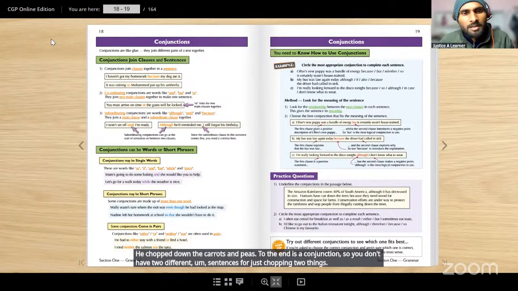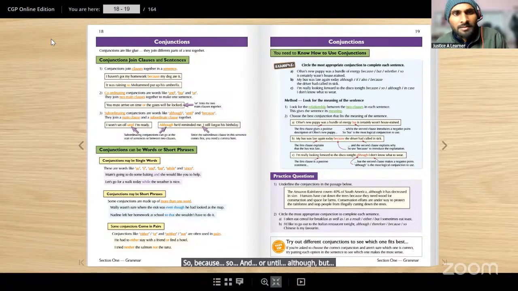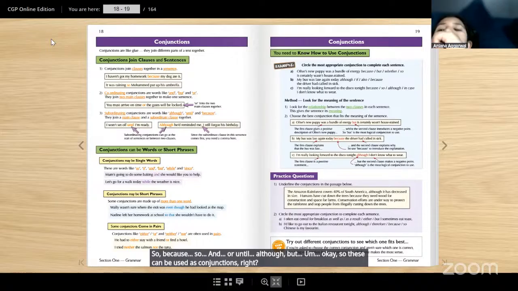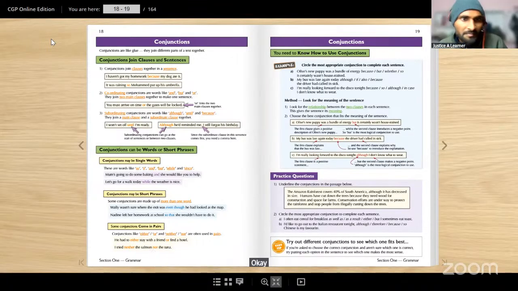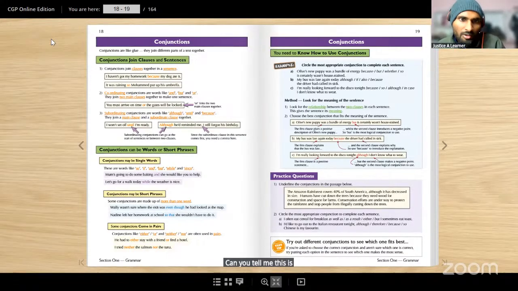So: because, so, and, or, until, although, but. These can be used as conjunctions, right? Conjunctions join clauses together in a sentence, like "I haven't got my homework because my dog ate it." Can you tell me if this is compound or complex?